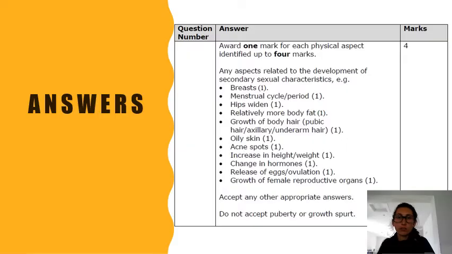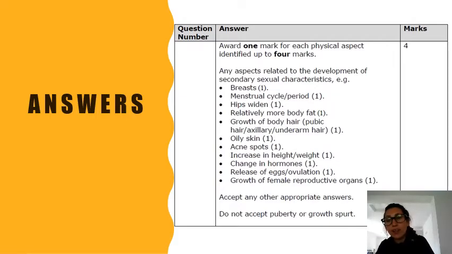So award 1 mark for each physical aspect, and you can award up to 4 marks because that was what the question asked. So here are the different things that you could potentially have answered with. She was 13, so we need to consider that. And it also said physical changes. So we know physical is something to do within the body, okay? So we've got breasts, menstrual cycle, also known as period, hips begin to widen, acne spots, increase in height or weight, change in hormones, and there's a few others there.